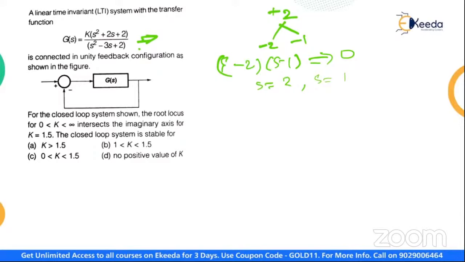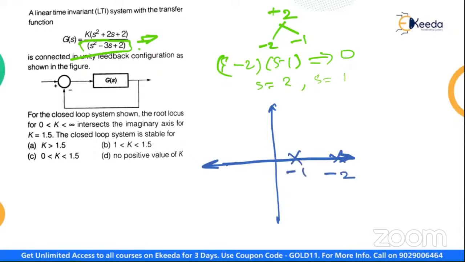Again, I'm repeating the same thing. You have got it from here. Now, you have got s equal to 2 and s equal to 1. Is that correct now? Yes, sir. Now, can you say here, -1, -2? Correct? Yes, these are the two poles.